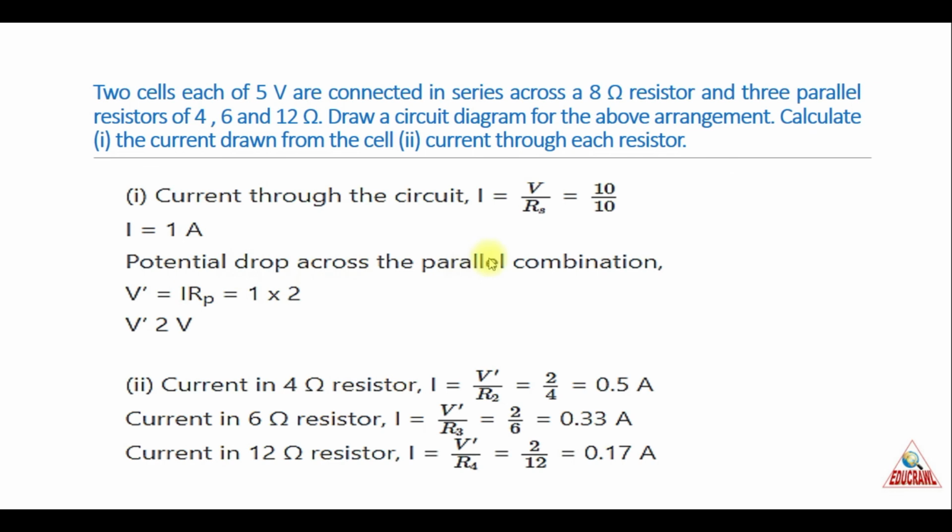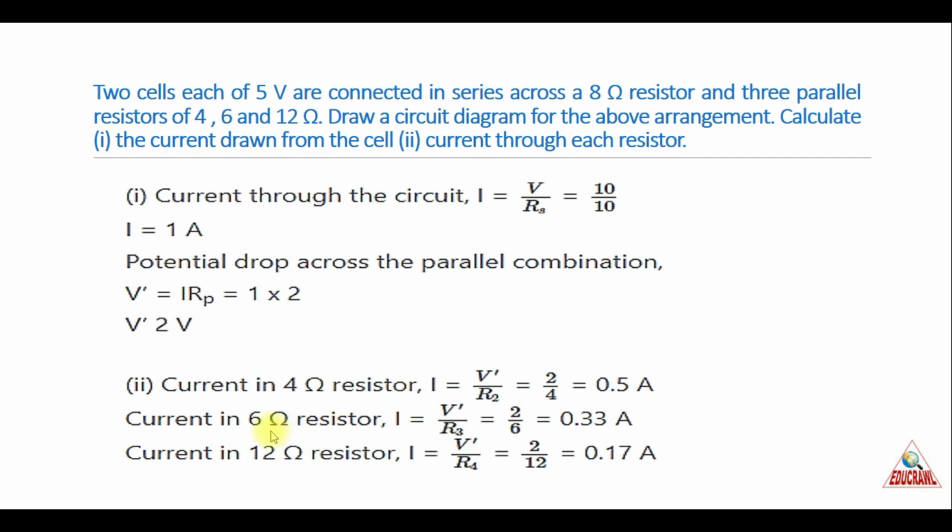Next, potential across the parallel combination will be V' = I x Rp. I is 1 and Rp is 2 ohms. So, the voltage will be 2 volts. Next, we have to find the current in the 4 ohm resistor. So, I = V'/R2 = 2/4 = 0.5 ampere. Similarly, current in the 6 ohm resistor, I = V'/R3.